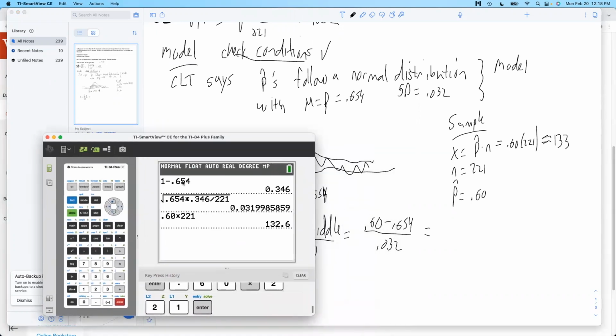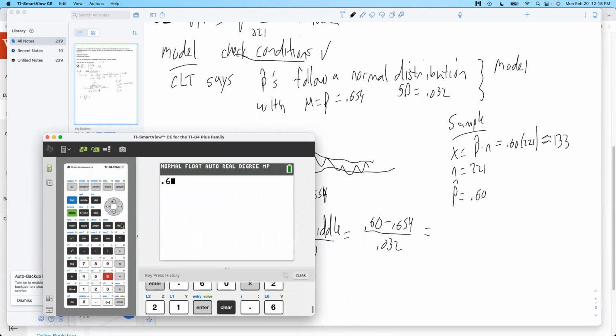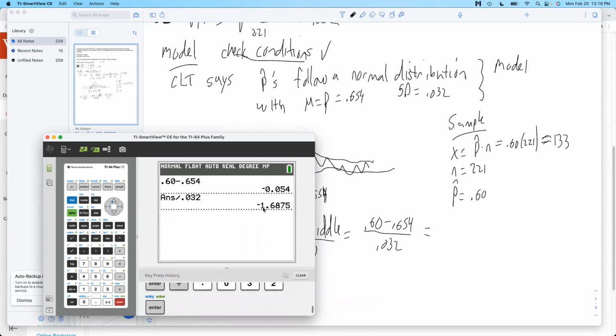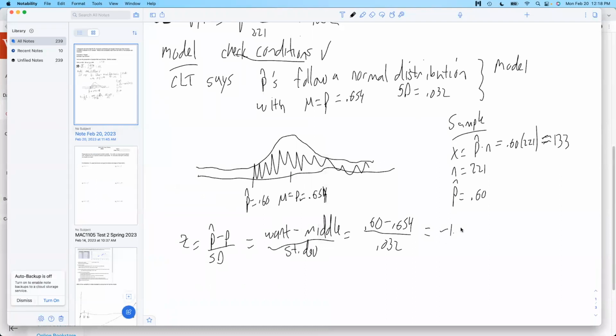Okay, remember when you're doing z-score, do the top, hit enter, then do the dividing. So there is my z-score, -1 point, I'm going to go to 2 places, -1.69. So that's this guy's z-score right here. So his z right here is -1.69. What's the z way up here? That z equals infinity.